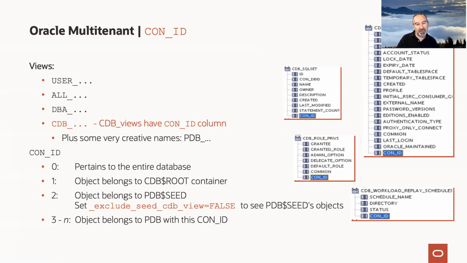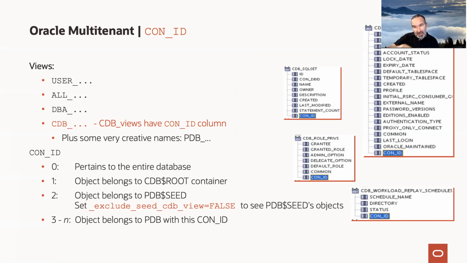But as soon as you do multi-tenant, you have CON_ID 1 for, hey, I belong to the root, and CON_ID 2, which is only visible if you set the underscore exclude CDB view parameter to false, because otherwise CON_ID 2 objects will be excluded by default from the CDB views, which I personally think is a completely crazy and useless idea. I always set this parameter to false, because I want to see all my seed objects everywhere. We had issues with customers when they patched databases and something went wrong in the seed, and their check scripts couldn't figure it out. And then 3 to N is the container ID of a PDB.